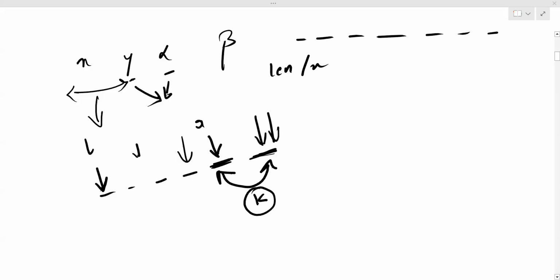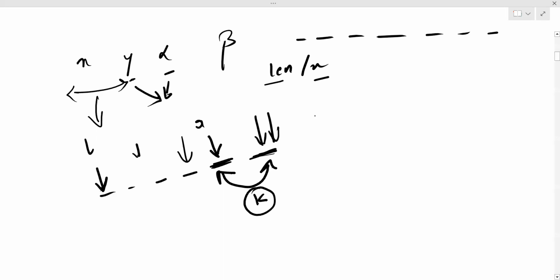Okay, so let's resume from where we left. This was what we were discussing. I was telling you that we don't actually need these two pointers. We can just maintain a variable length or x. And how are we going to do that?